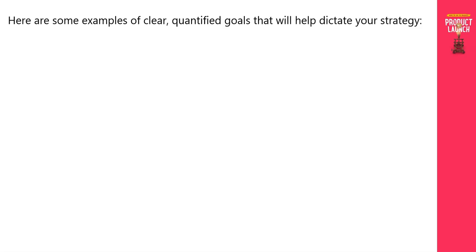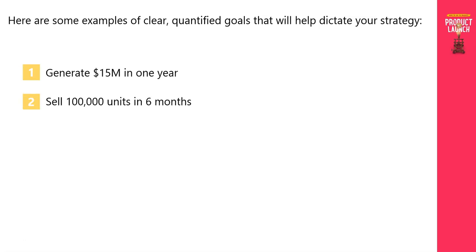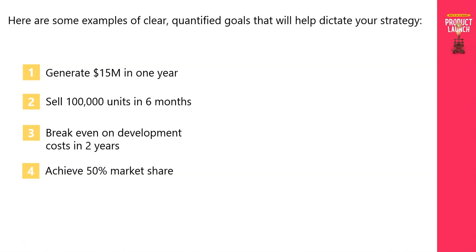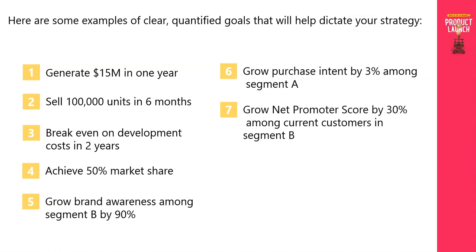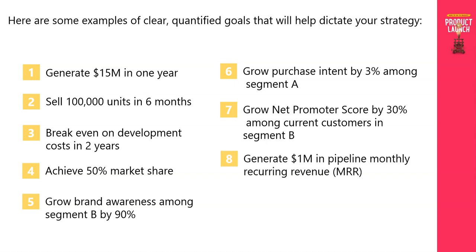Here are some examples of clear, quantified goals that will help dictate your strategy. Generate $15 million in 1 year, sell 100,000 units in 6 months, break even on development costs in 2 years, achieve 50% market share, grow brand awareness among segment B by 90%, grow purchase intent by 3% among segment A, grow net promoter score by 30% among current customers in segment B, generate $1 million in pipeline monthly recurring revenue, or MRR, generate 200 qualified sales leads per month.